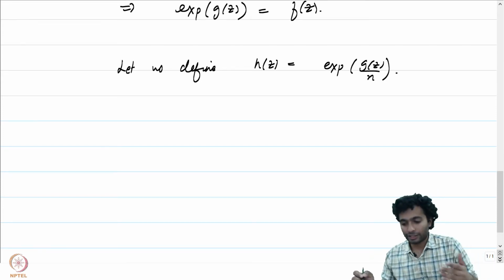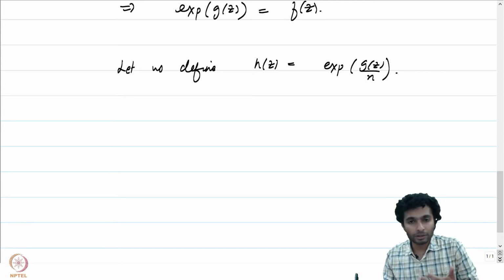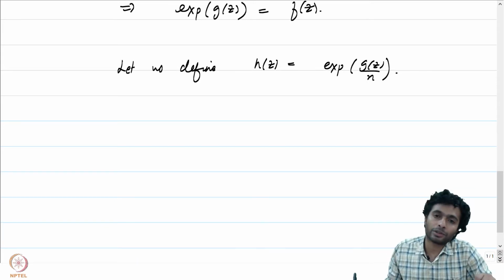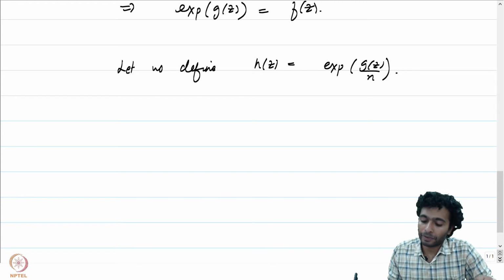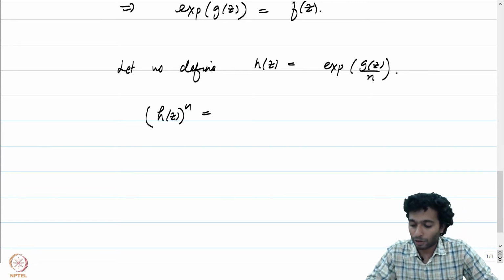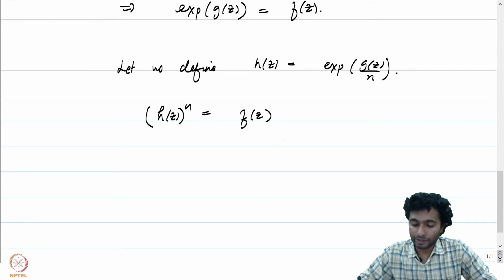Notice that g of z is a holomorphic function on omega, g of z by n is a holomorphic function, exp is entire, so exp composed with g of z by n is also going to be a holomorphic function on omega. And it's very easy and straightforward to sit down and check that h of z to the power n is going to be exp of g of z, which is equal to f of z. And that's precisely what we had set out before.